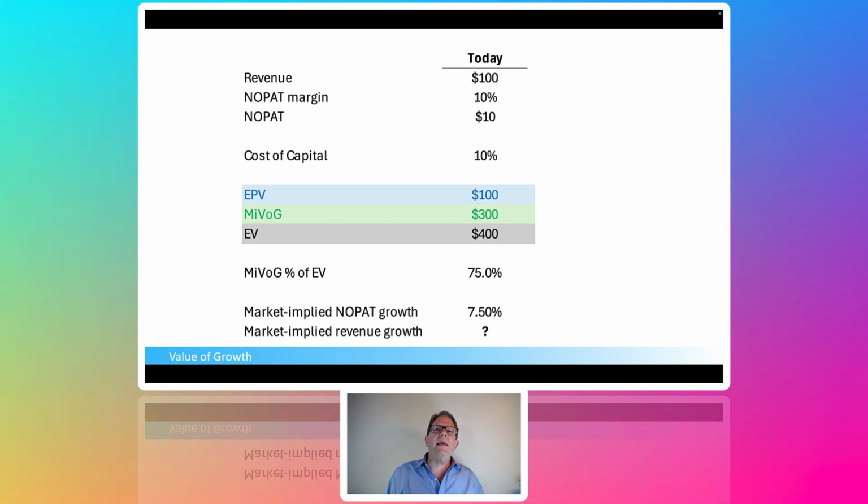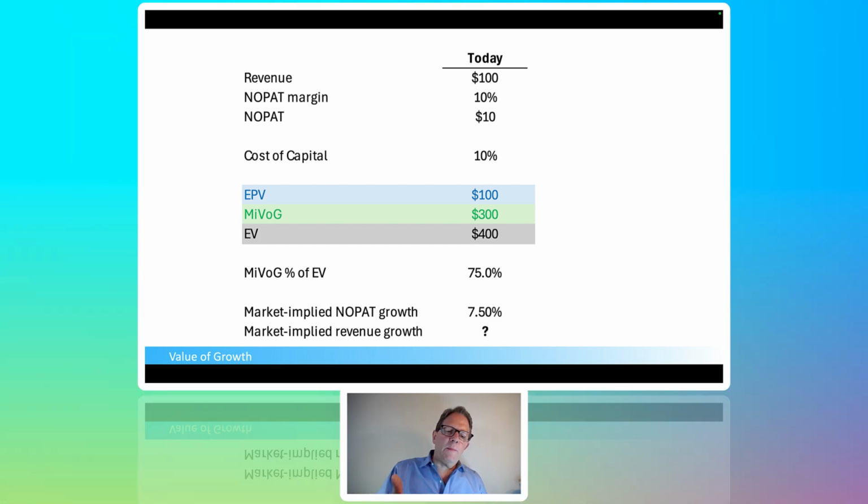So I have revenue today of 100 million, NOPAT margin of 10%. NOPAT would then be 10 million, whatever it is. All right, cost of capital is 10%. So the earnings power value, that light blue that we've been using throughout the lecture series, would be 100. Your market implied value of growth is 300. Enterprise value is 400. All right, your market implied value as a percentage of EV is 75%.